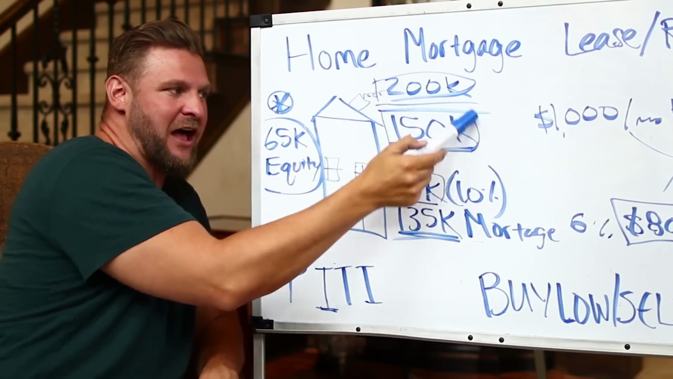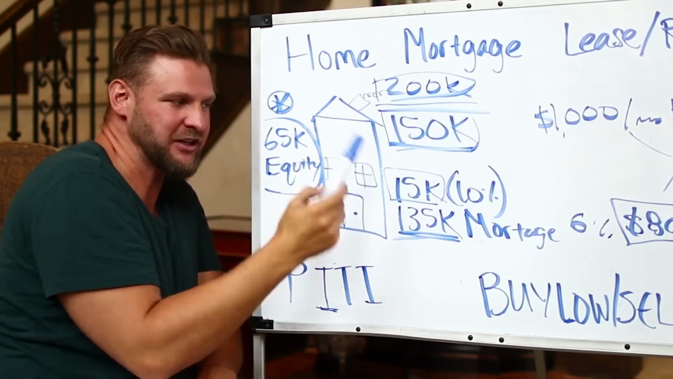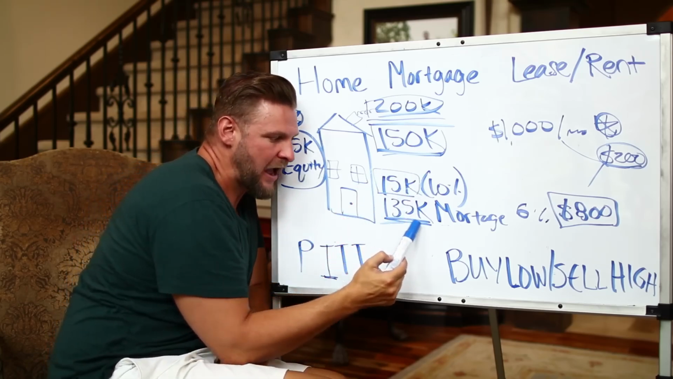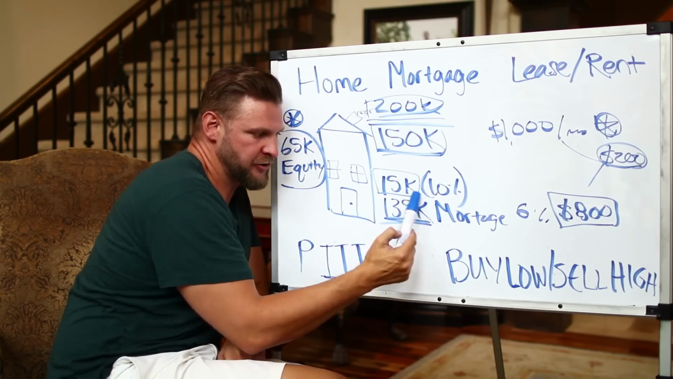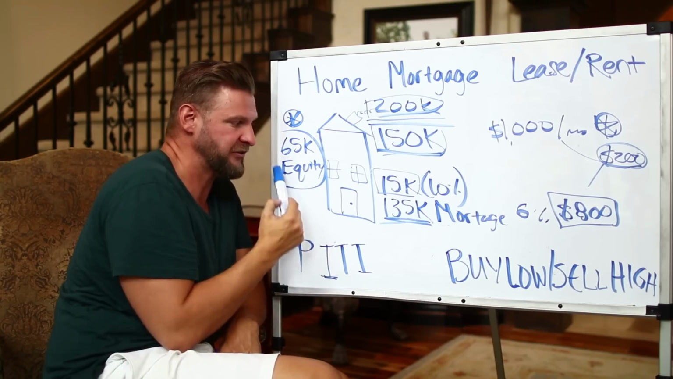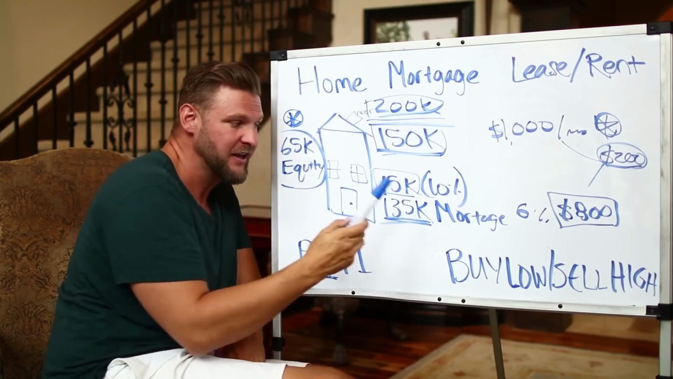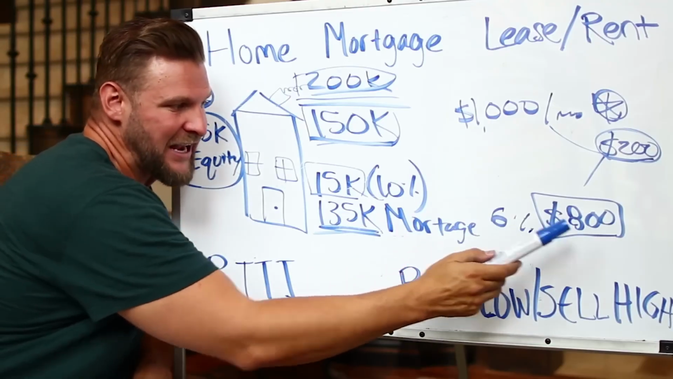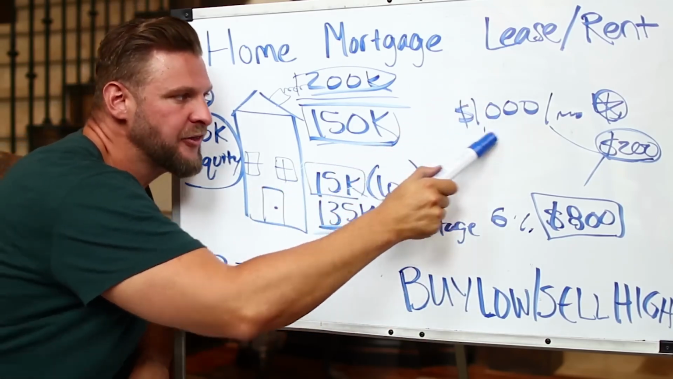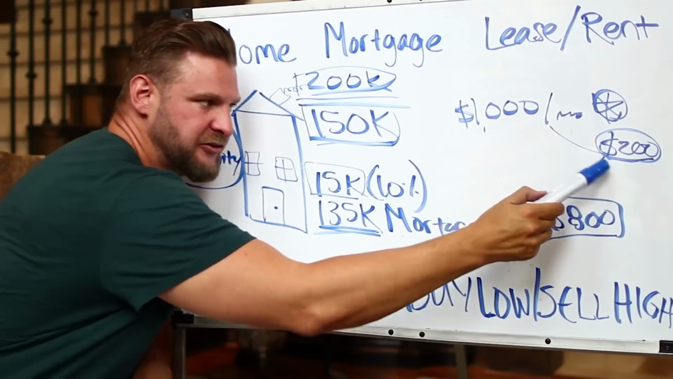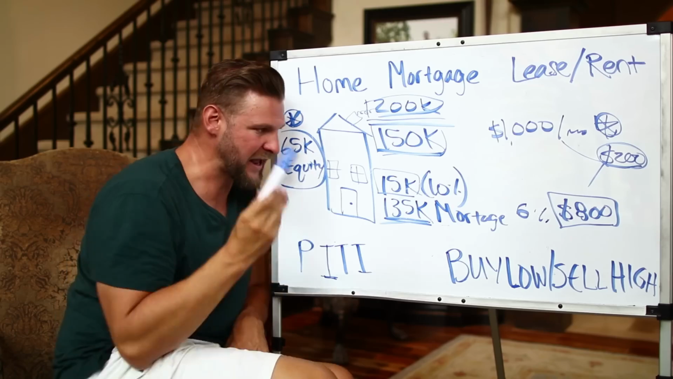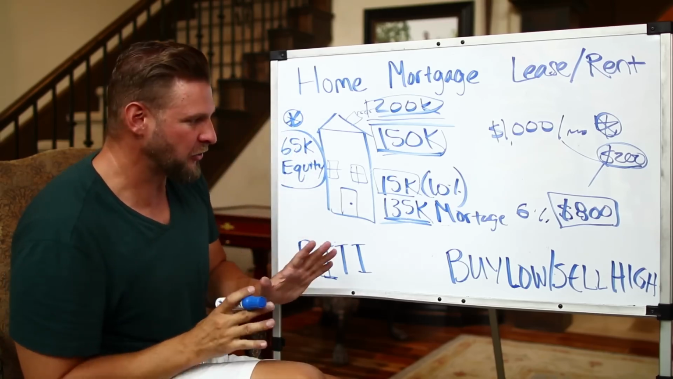It had $50,000 of equity, $200,000 minus $150,000. But then I put $15,000 down to now have a mortgage of $135,000, and my total equity between what it's worth and what's owed now is $65,000. My mortgage payment is $800 a month, but I chose to rent it to somebody else. They're paying me $1,000 a month. That leaves $200 a month left over every month. That's called cash flow.